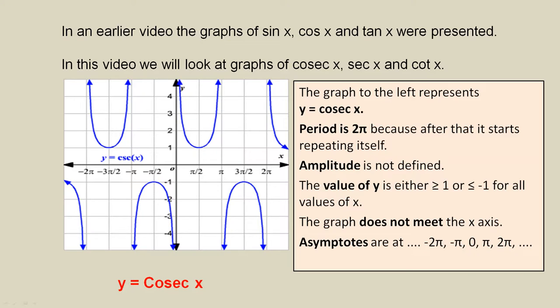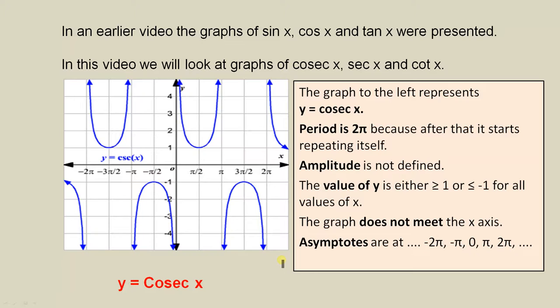The period is 2 pi because after that it starts repeating itself. So you can see from here to here, for example, is 2 pi. And after that it just starts again. And the same happens in that direction.